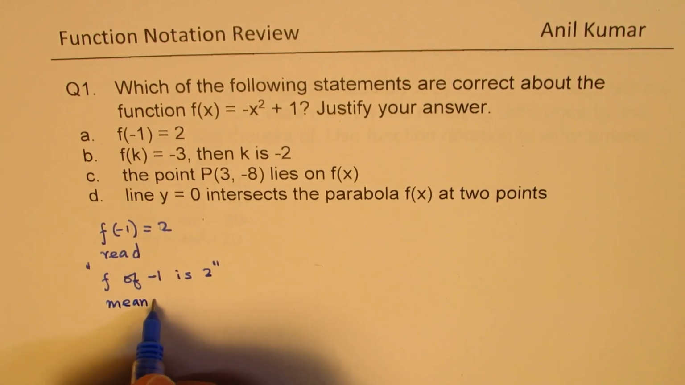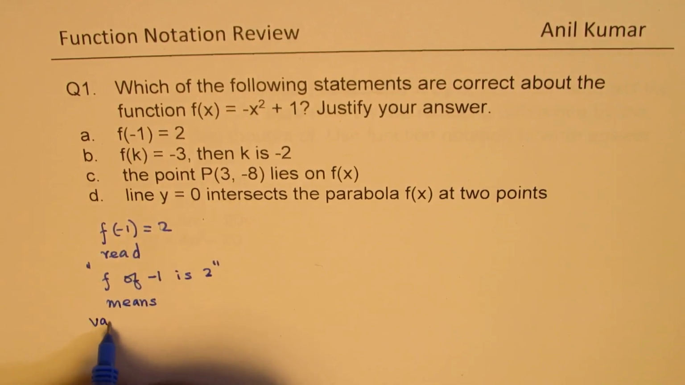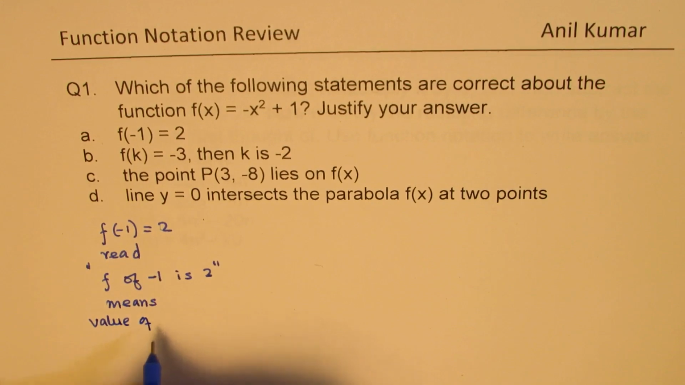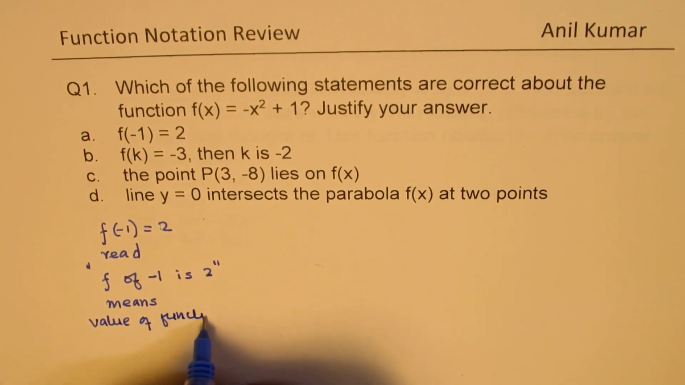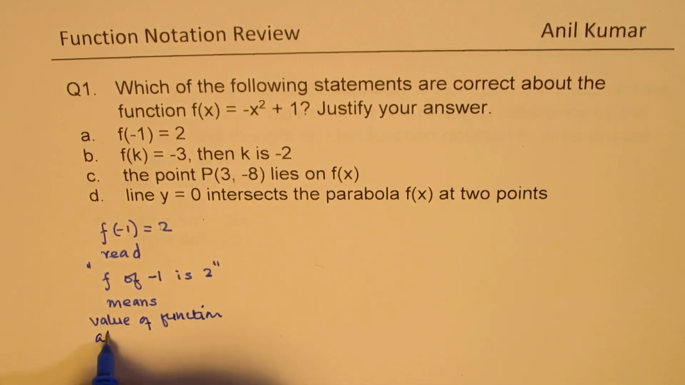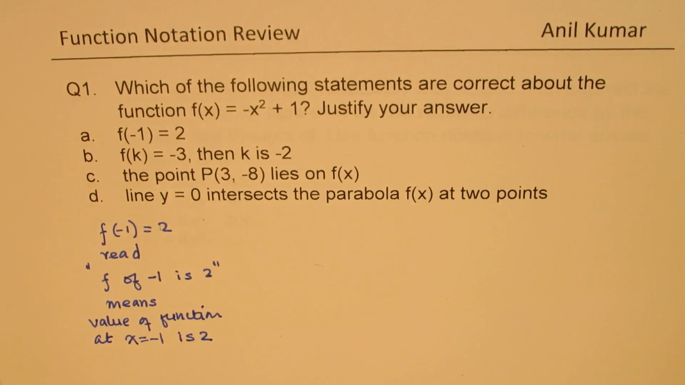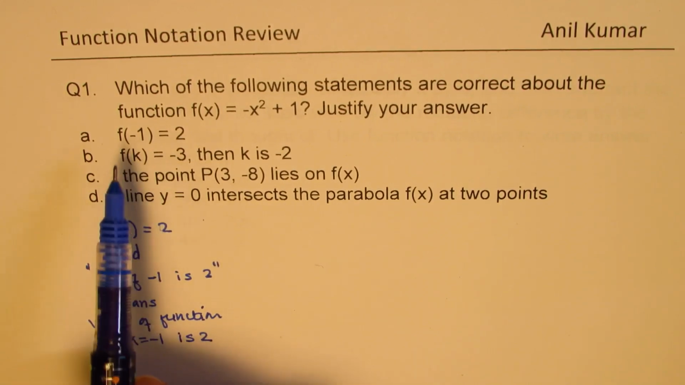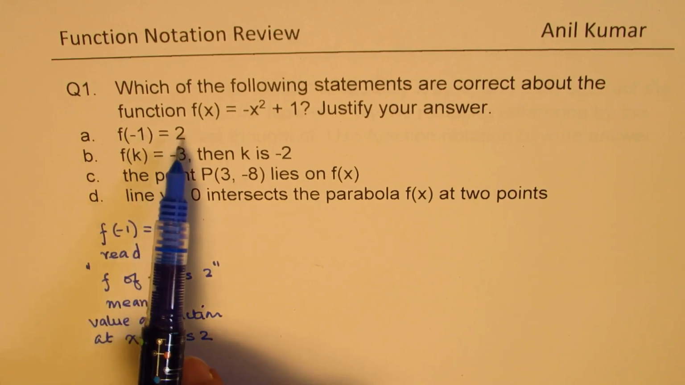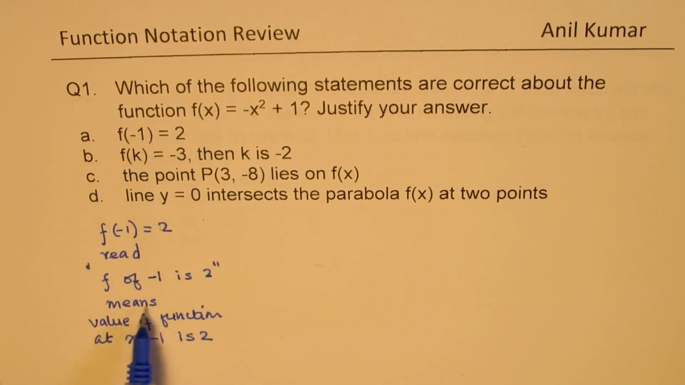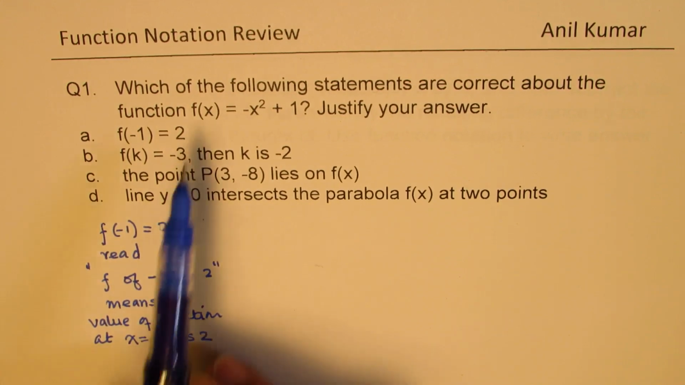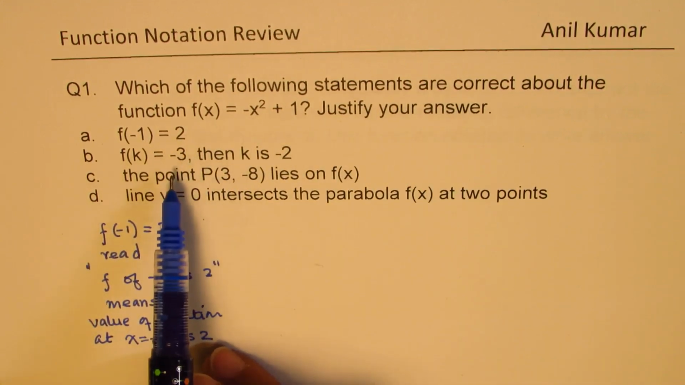It means the value of the function at x equals minus 1 is 2, right? So that is what function notation is. Now, how do you check the answer? We are saying f of minus 1 equals 2, and that really means that the value of the function at x equals minus 1 is 2. The question is whether this is correct or not.